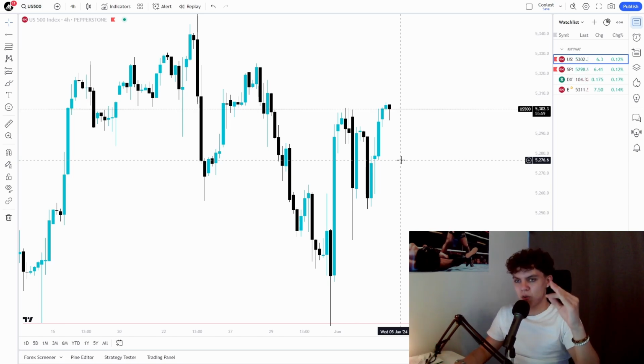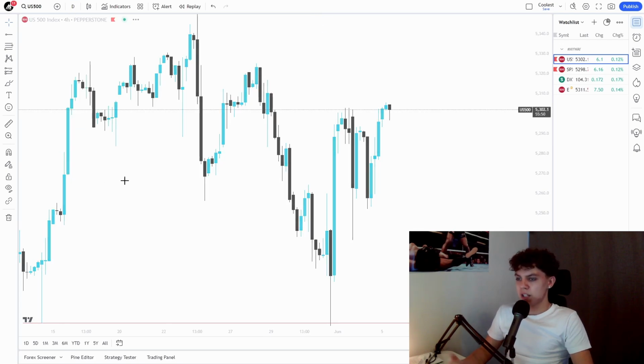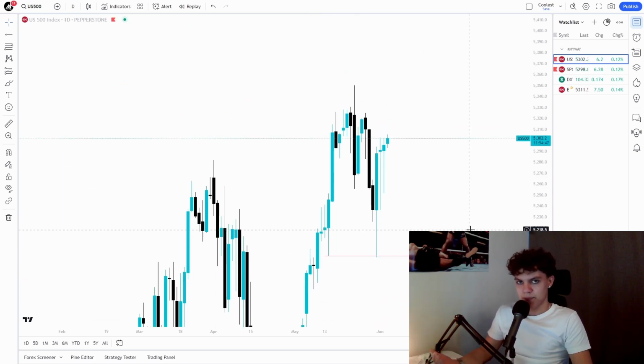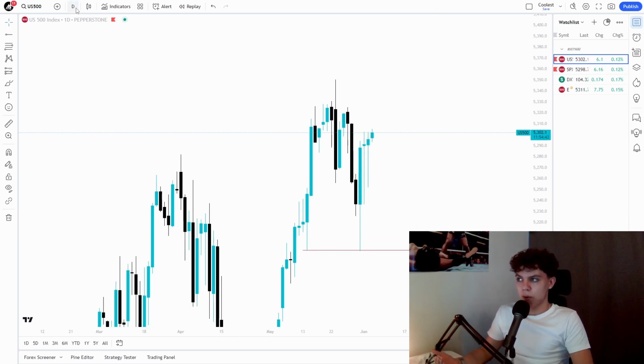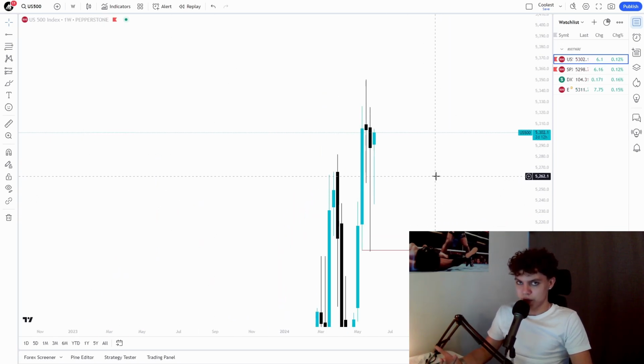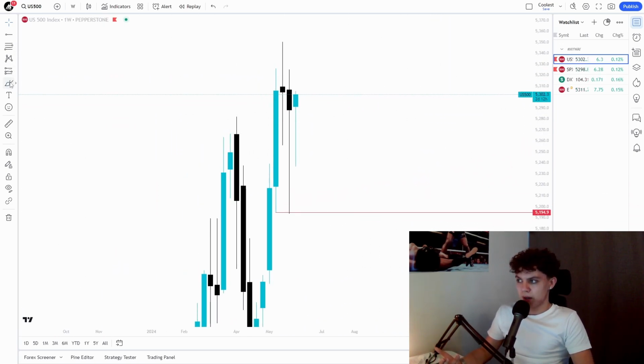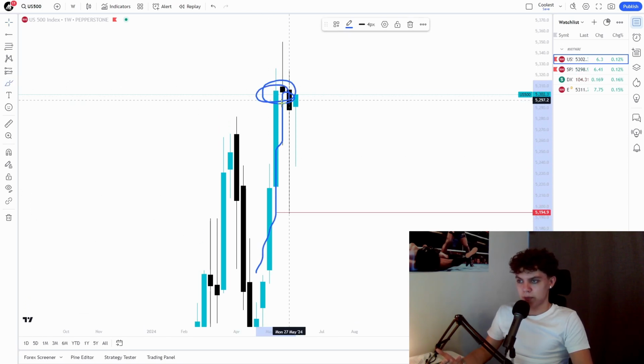But I know you probably didn't understand exactly what I meant. How did I actually see it that easily? First of all, I go to the daily time frame, okay? Daily is bearish. Daily time frame is bearish. However, the weekly time frame is bullish. Weekly time frame is going up, right? It's going up right here.